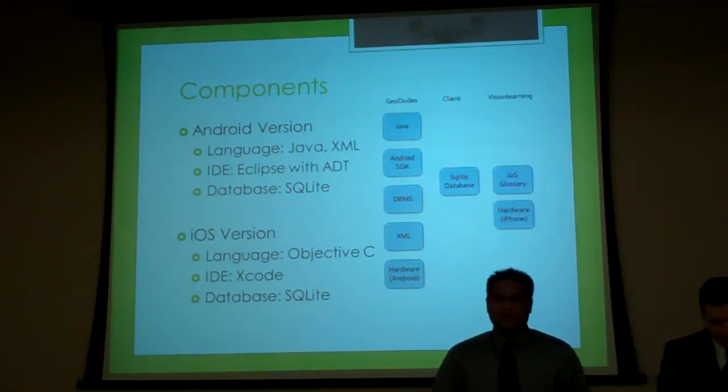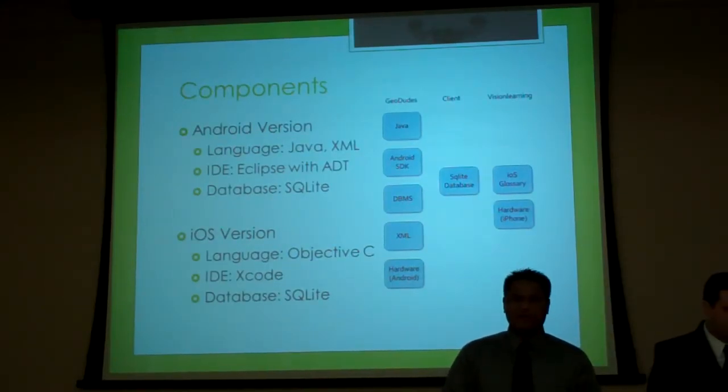The components involved in our project are different for both versions. For the Android version, the languages that we used were Java and XML. Java was mainly to control the activities that are going on in our application, and the XML is for the many layouts that we've generated. The programming environment that we worked in for the Java version is Eclipse with the Android development tools.